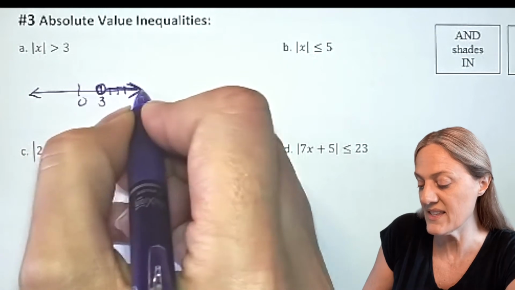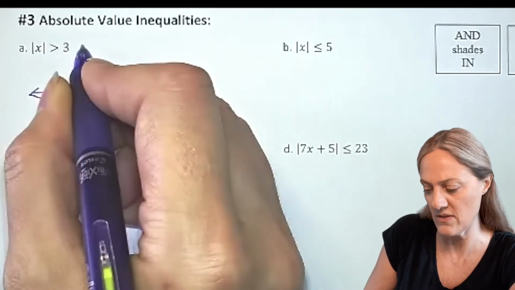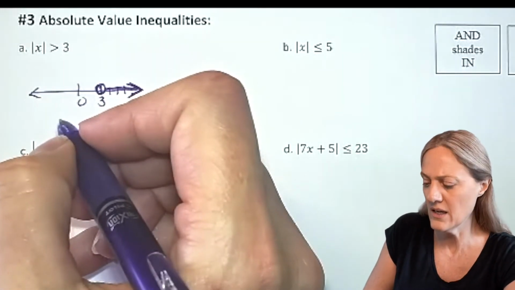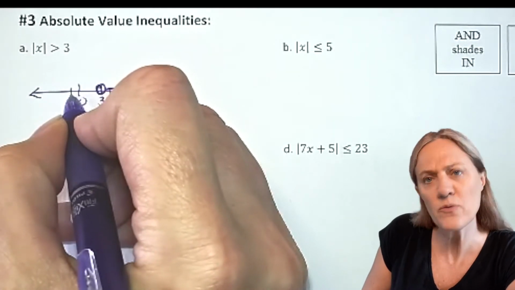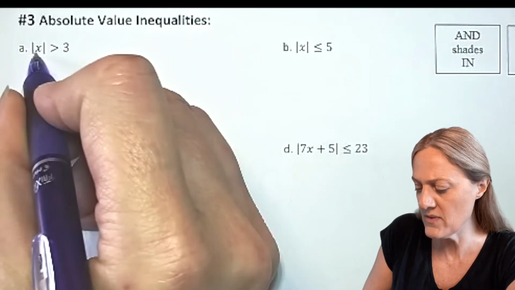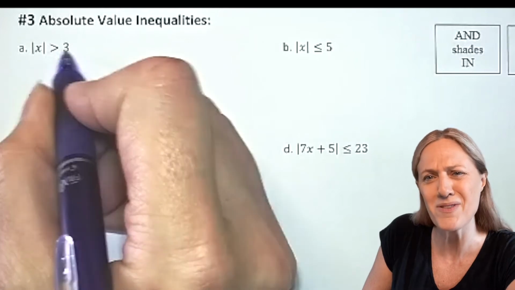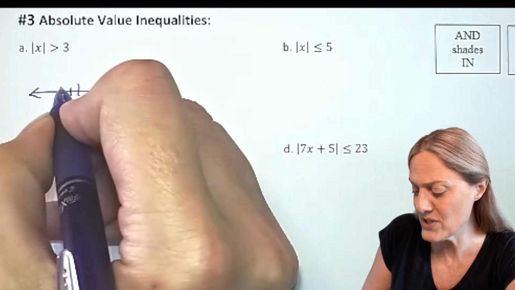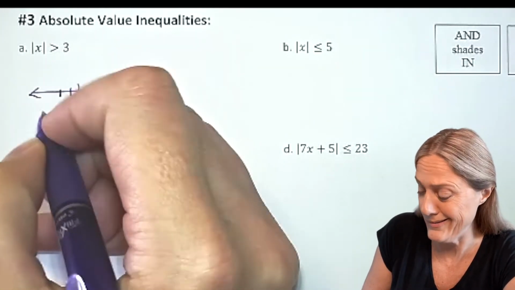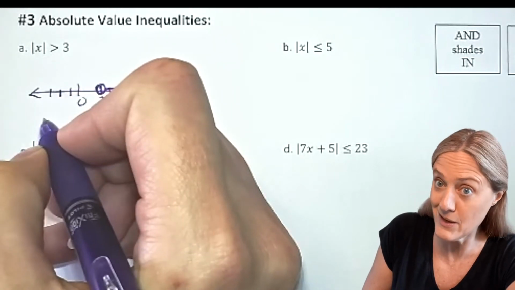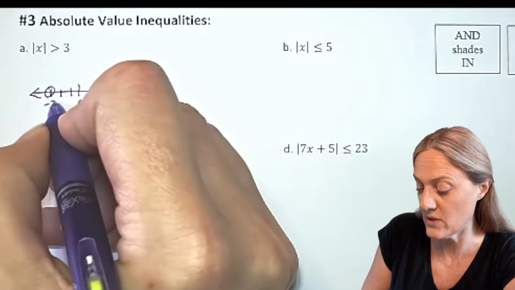But wait a second, it said the absolute value of X was greater than 3. So what happens on the negative side? Well, let's see. Would negative 1 work? Negative 1, absolute value of negative 1 is 1, greater than 3? No. What about negative 2? Well, we know, no. What about negative 3? Well, it can't equal that, so that's going to be a big open circle on negative 3.